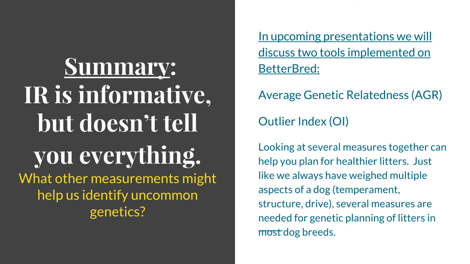What other measurements might help us identify uncommon genetics? In the upcoming presentation, we will discuss two tools implemented on Betterbred: average genetic relatedness and outlier index. Looking at several measures together can help you plan for healthier litters. Just like we've always weighed multiple aspects of a dog: temperament, structure, drive, other health testing, several measures are needed for genetic planning of litters in most dog breeds. And we definitely do not ever suggest just looking at the genetics. We still need to look at all the other things we have always looked at in our litters.